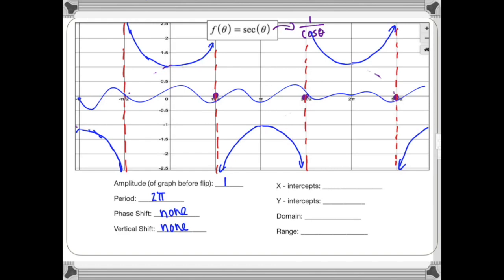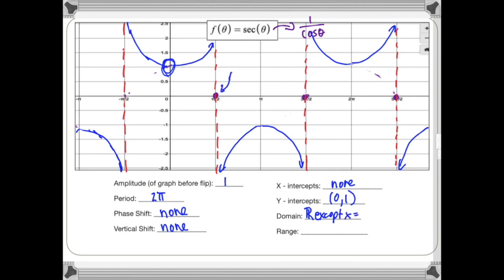Just like its friend the cosecant graph, there are no x-intercepts, okay? And the y-intercept here is going to be at (0, 1). And then what we're going to do is take a look at the domain. The domain is going to be all real numbers except x equals, and we start off with the first positive break in the domain, which is pi over 2 plus the distance in between each asymptote. Sorry, not each intercept, each asymptote. I misspoke. And so that is pi n, where n is an integer.